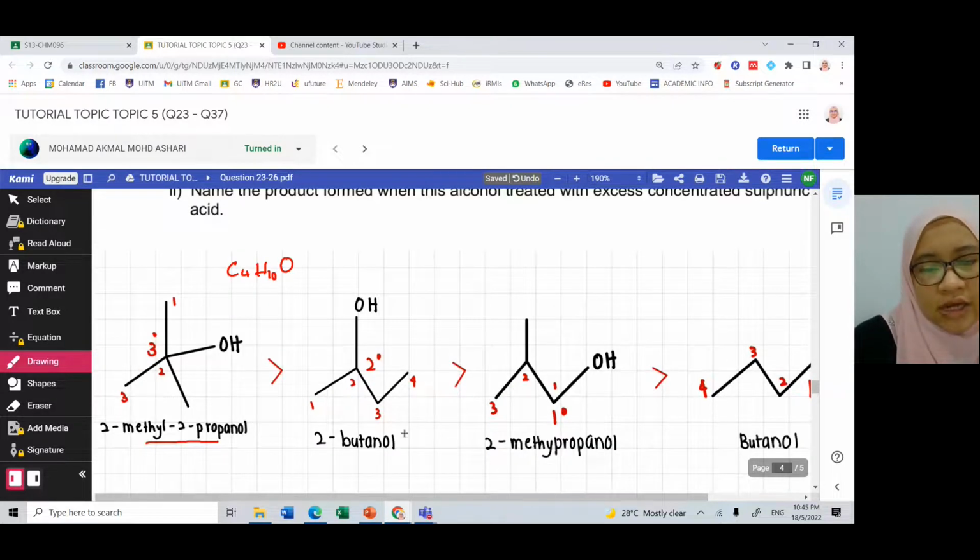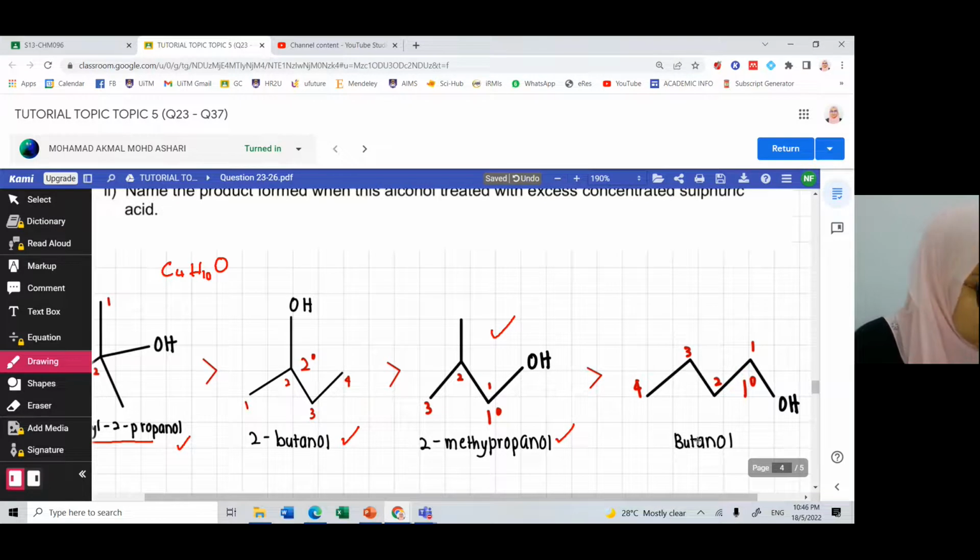So this is another isomer, also known as 2-butanol. This is the structure, and this is 2-methyl-1-propanol also, the correct structure again. And then last but not least, we have butanol, 1-butanol or butanol only. So these are the 4 isomers.